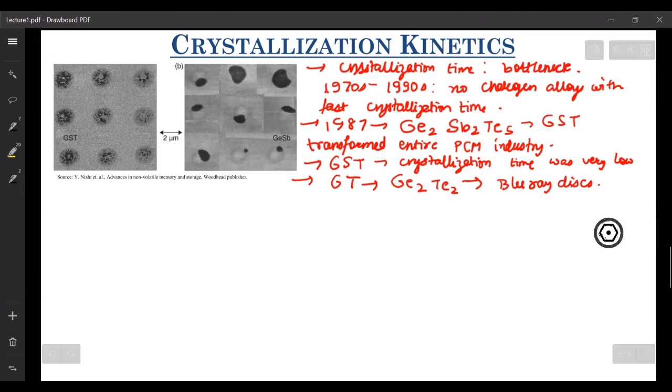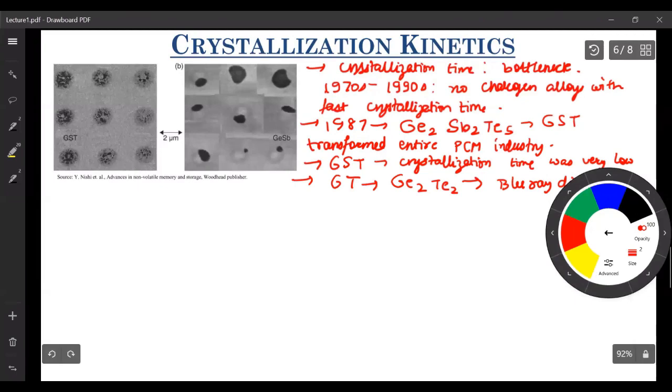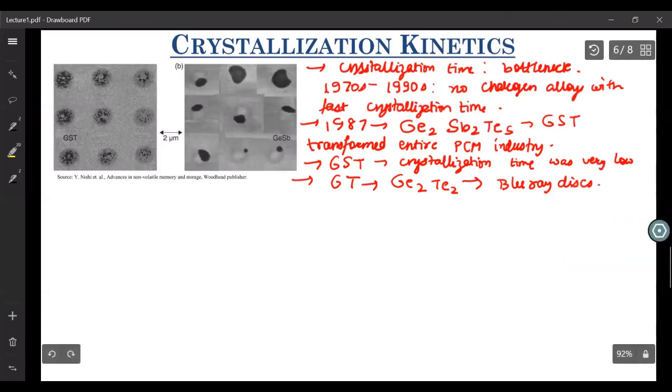But first of all, let us talk about this crystallization kinetics. And why are we talking about this? Because this was the limiting factor which hindered its development for more than 2 decades. So why exactly is crystallization slow? This we can understand only once we go through the crystallization kinetics. This is somewhat thermodynamics, and somewhat chemistry is also involved here. Let us just go through it briefly.